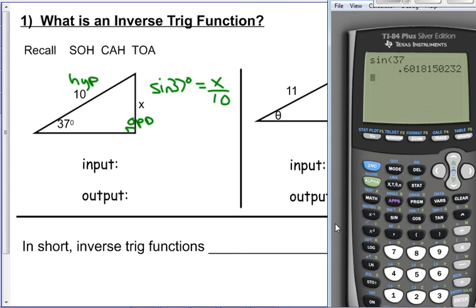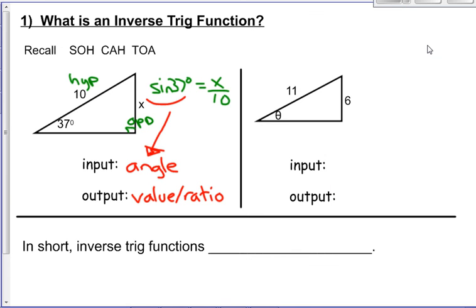But when we do that sine 37, sometimes we don't think about what we're putting in. So what did I tell the calculator about? I told it about an angle. And what did it tell me? It gave me a value, or really a ratio of sides. So when you do the regular trig function, or trig ratio, you're putting in an angle.